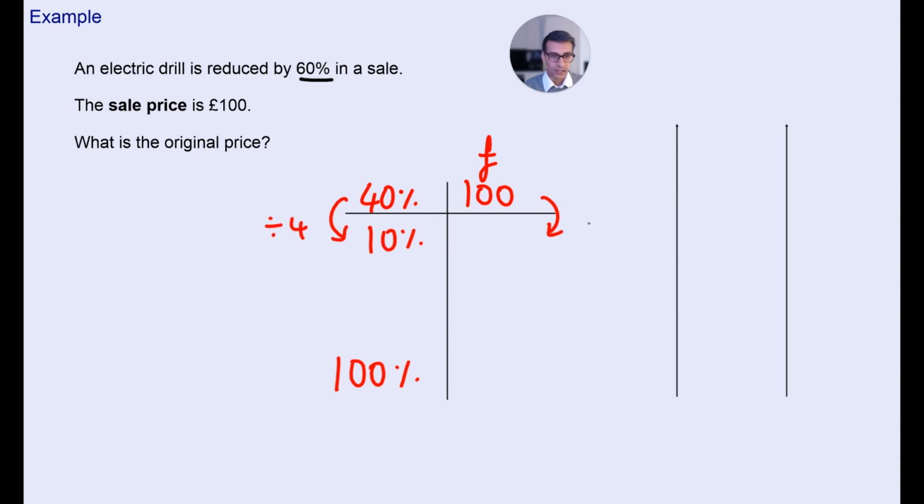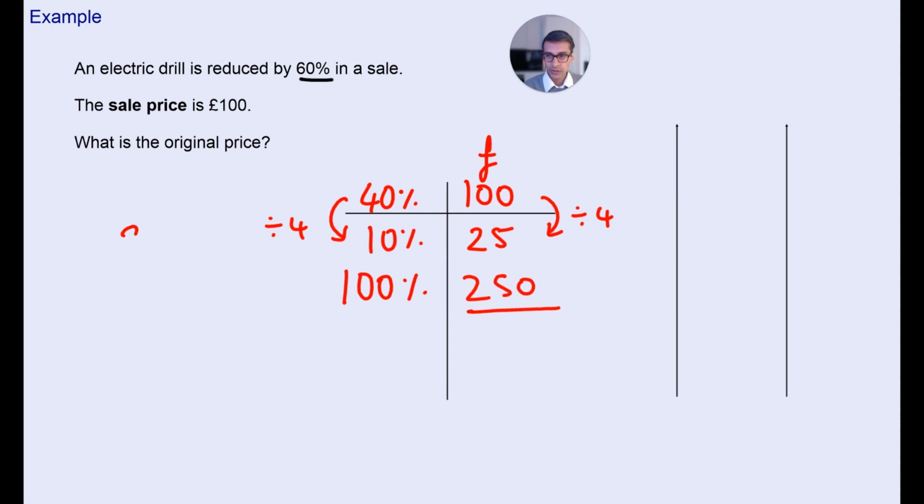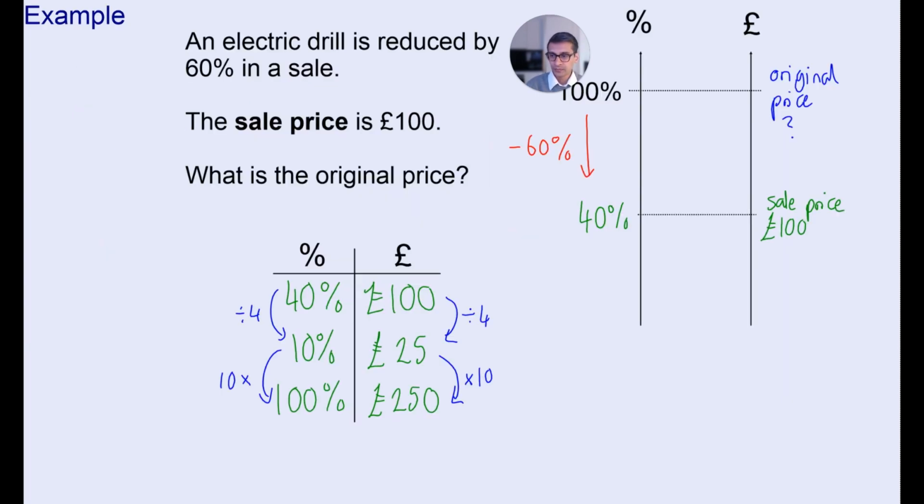And we're going to do the same thing here. That's £25. And then actually we can go straight to 100 in one step. So here we're going to get times 10, 10 times 25 is 250. So the price is £250. We could have used the double number line as well for that. I'm not going to do it on this example. Here's some working out for you if you do decide to use the double number line.